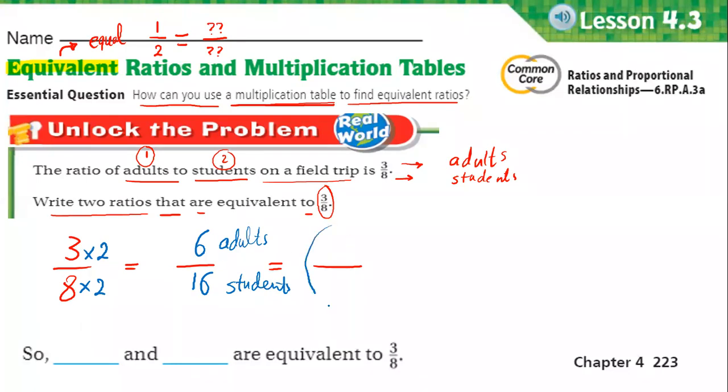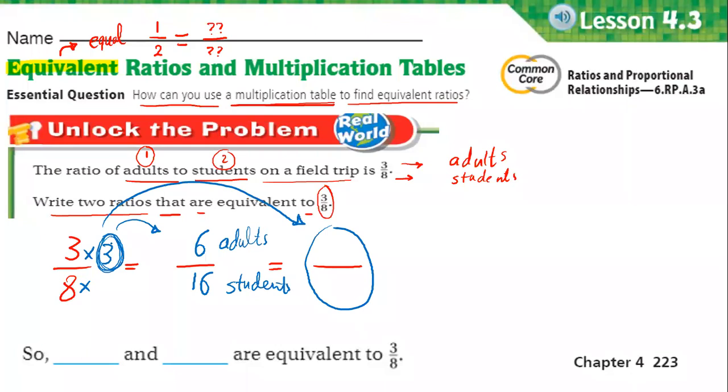Look at the last one. How can I get the last one? I will not change the first one. I will try again to get another one. Here I will try multiplying by 3. 3 times 3. This 3 is from my mind.